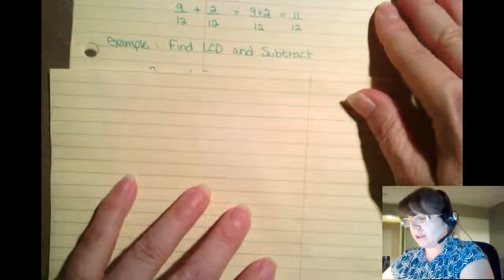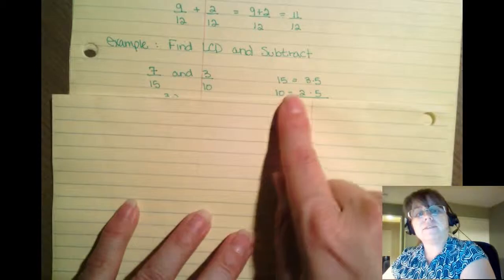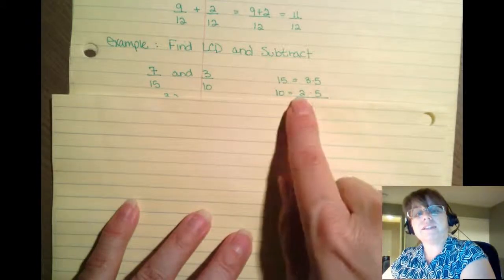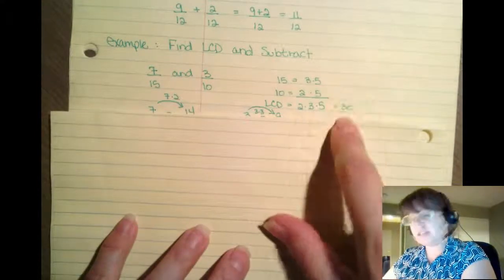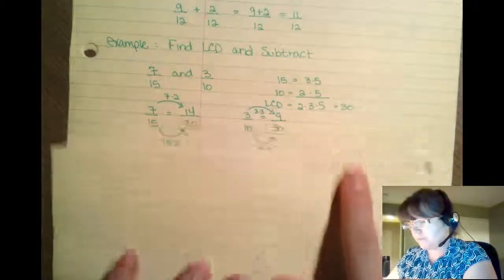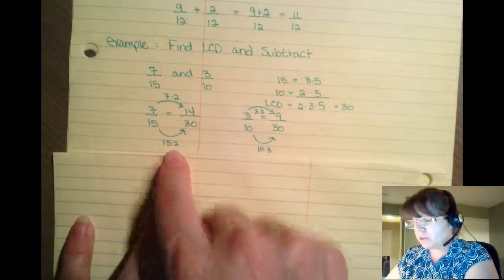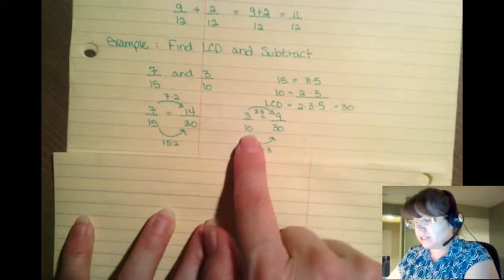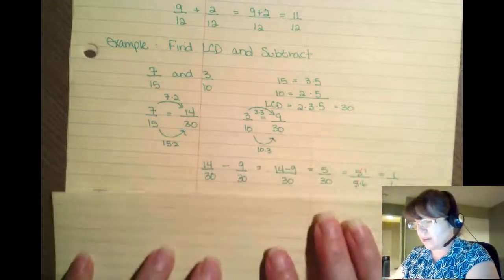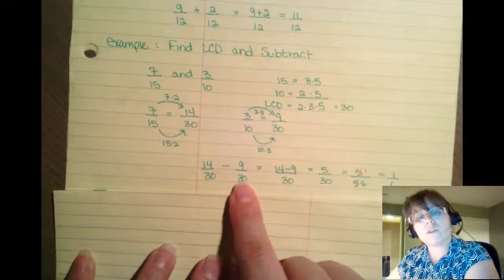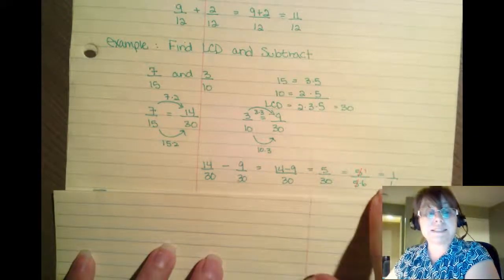Let's run through one more with subtraction. 7/15 and 3/10. 15 is 3 times 5, and 10 is 2 times 5. So we need a 2, we need a 3, and we need the 5. Least common divisor, 30. We're going to rewrite each of the fractions. 15 to 30 is times 2. 7 times 2 is 14. 10 to 30 is 10 times 3. 3 times 3 is 9. So our two fractions are 14/30 minus 9 over 30 equals 5/30, but we can reduce this down to 1/6.